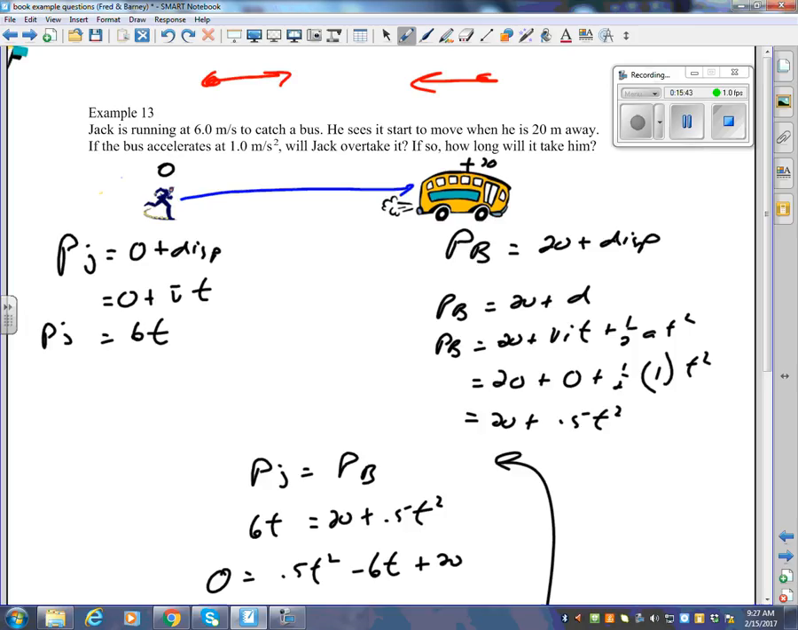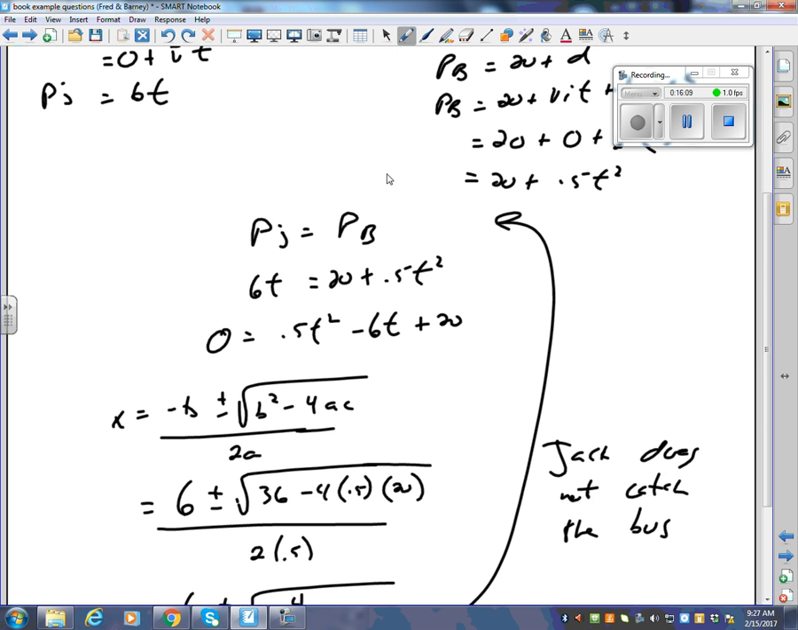So if he's lucky, he's going to have to catch it within 4 seconds. Well, how fast is the bus going after 4 seconds? It's going 4 meters per second, right? So he's still going faster than it, but remember there's a 20-meter head start, right? Now I've actually had kids try to figure out where's Jack after 1 second, where's the bus after 1 second, where's Jack after 2 seconds, where's the bus after 2 seconds. That's how they want to solve this. Okay, that only works if they happen to catch the bus on an integer value of time.